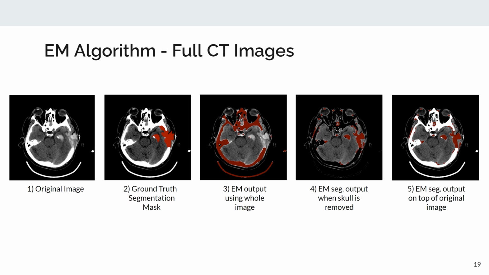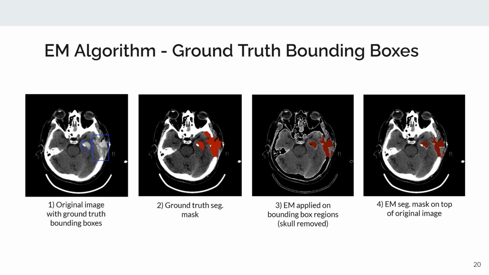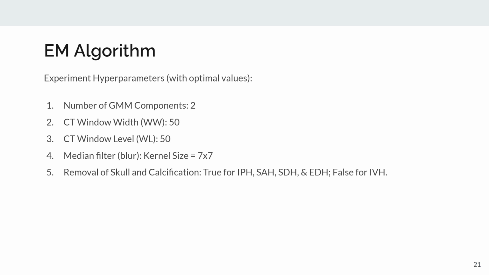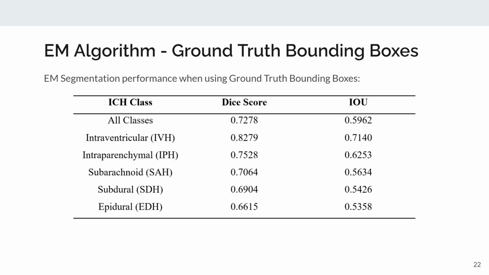Even if we remove the skull pixels in order to account for this, we still do not achieve a highly accurate output. Thus, we resorted to using ground truth bounding boxes. The bounding boxes shown on the left in image 1, if we take the pixels within those and we apply the EM algorithm on that, then we can achieve a significantly more accurate result. Thus, we used this variant of the EM algorithm and with these hyperparameters.